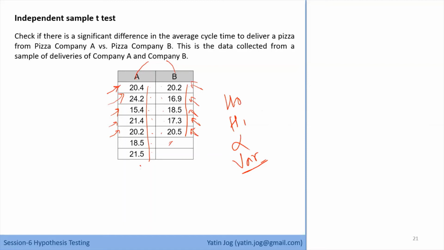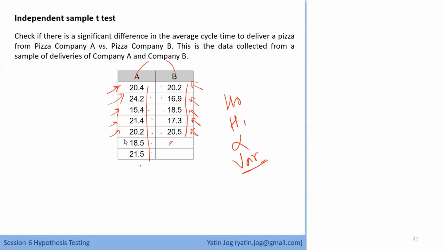H0 is equal to 20 minutes. From where are you getting this value 20? I am taking it as an average value. No, you cannot do that. You have to form H0 based on the problem statement you have received. This is your problem statement. So what can be H0?